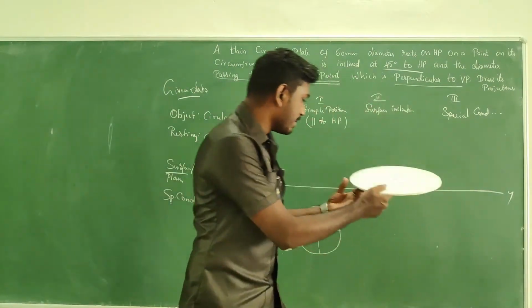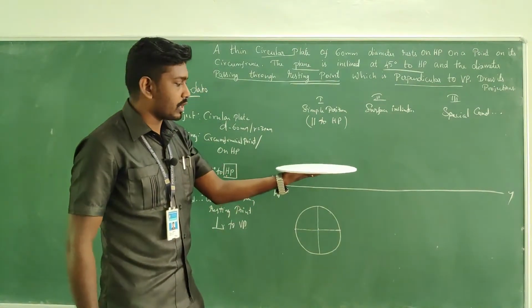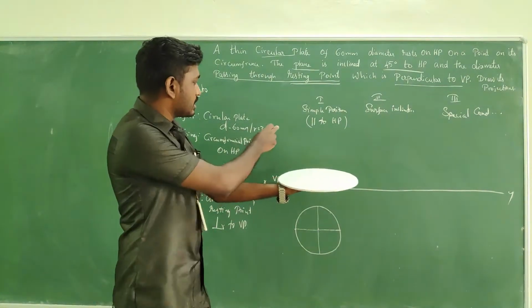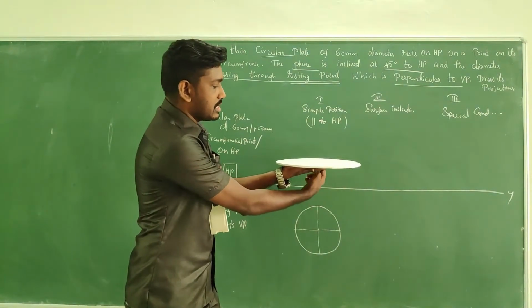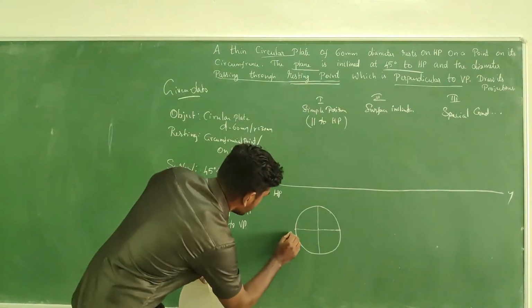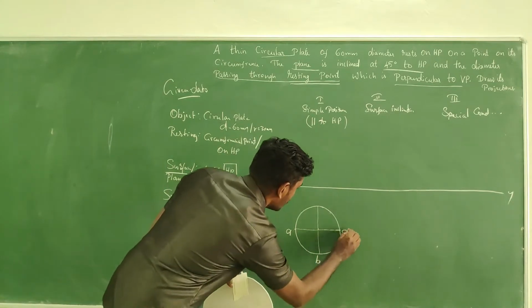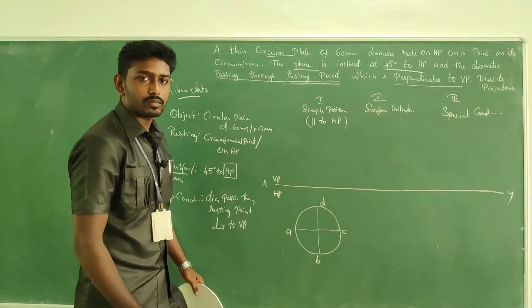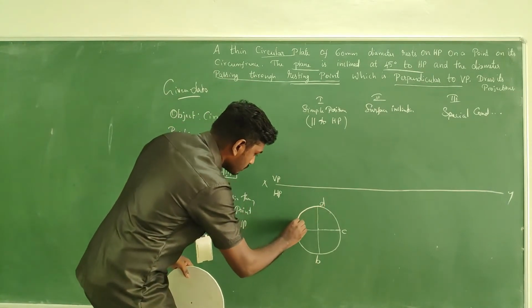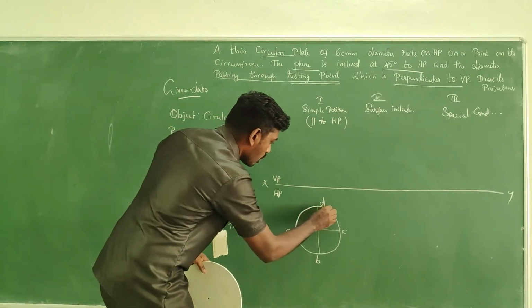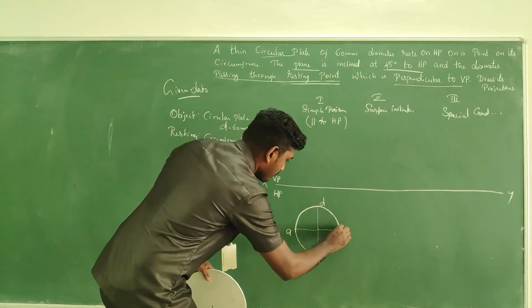Now it has been kept in the first quadrant, something like this. For the simple position, I am going to take this as A, this is B, this is C, this is D. So here comes A, B, C and D. Okay, this is the view. You can make a dark diagram with the HP pencil.